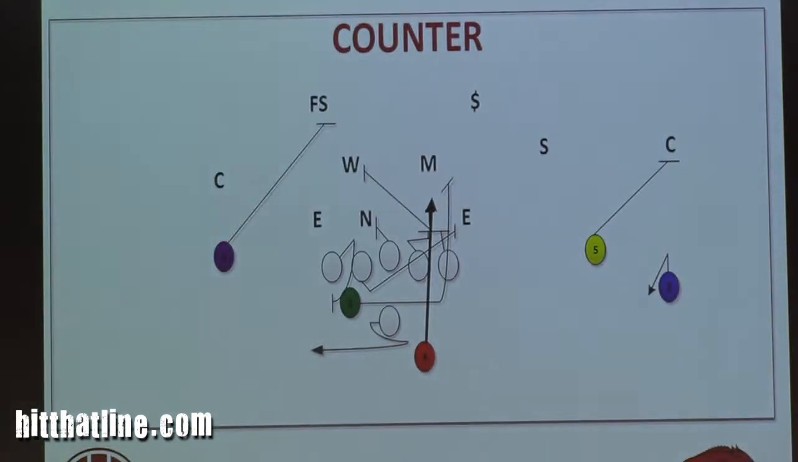Last one, I think. Counter. Again, everybody runs a counter. Counter and power are called gap schemes because you're blocking back and doing a lot of pulling. In this case here, this to us would be slant.